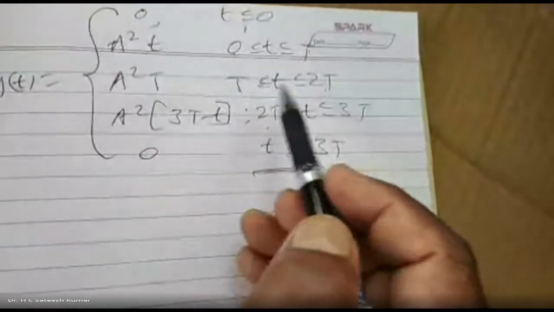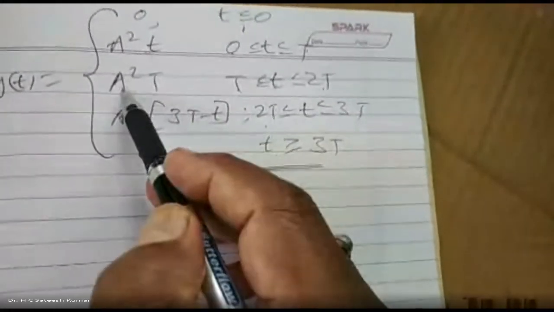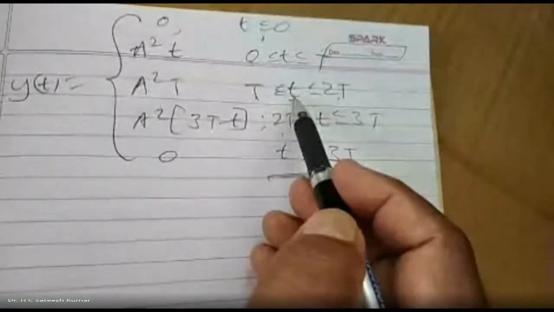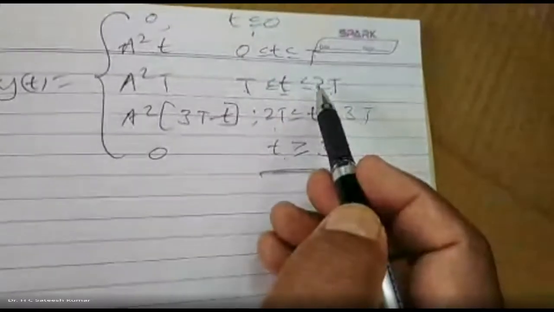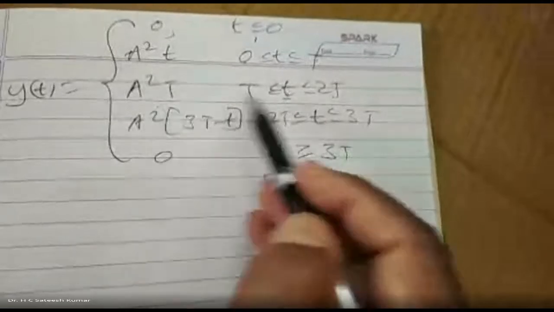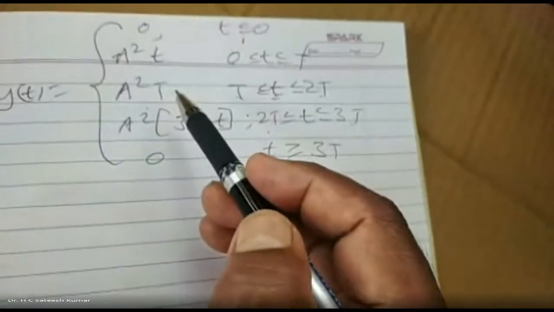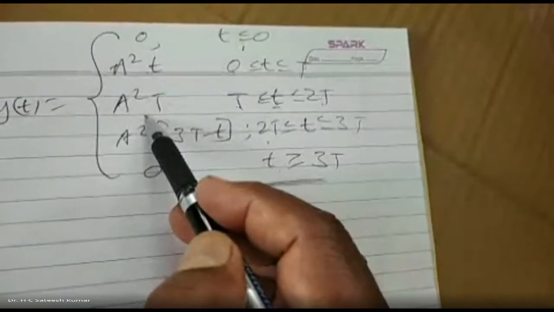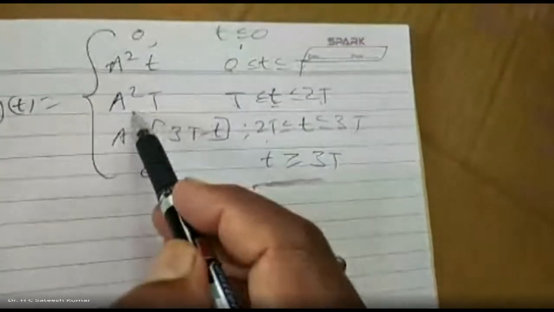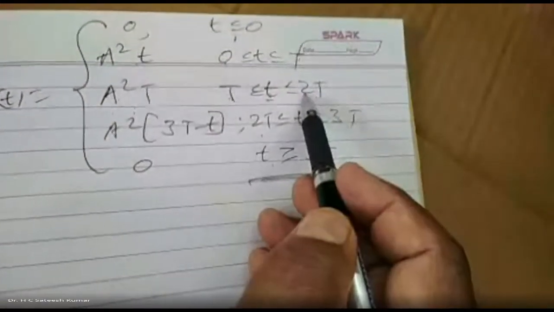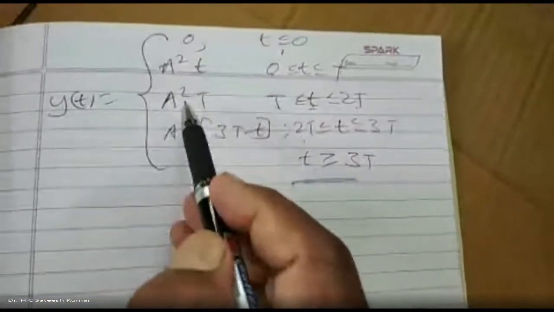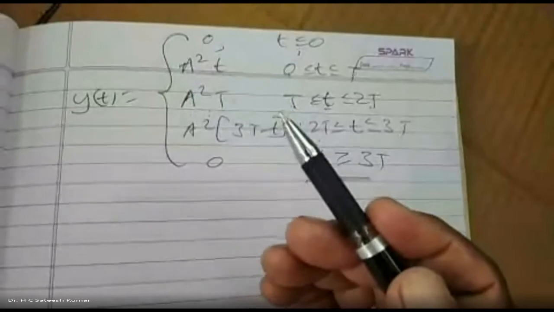Many students used to say that when t is equal to 2T, it becomes A squared 2T. No, sorry, we need to substitute for small t. When small t is equal to capital T or capital 2T, you should get the same answer, A squared T, because small t is the one variable, and that variable itself is not there to substitute here. So at small t equal to 2T, A squared T only you will get. You should be very careful while doing it.